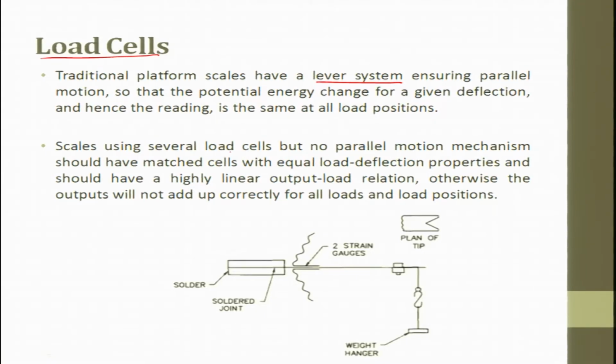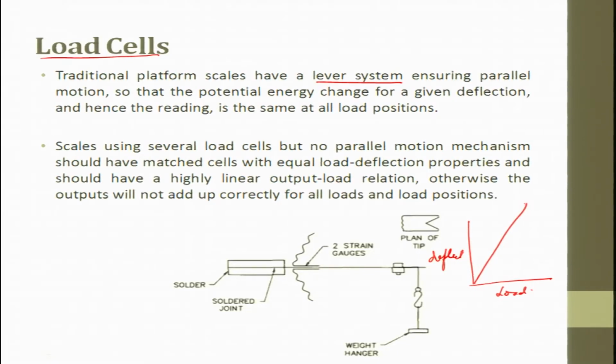Scales using several load cells, but no parallel motion mechanism, should have matched cells with equal load deflection properties and should have a highly linear output load relationship, otherwise the output will not add up correctly for all loads and load positions. So, what we are trying to say is this is the deflection and this is the load. The output should be linear.